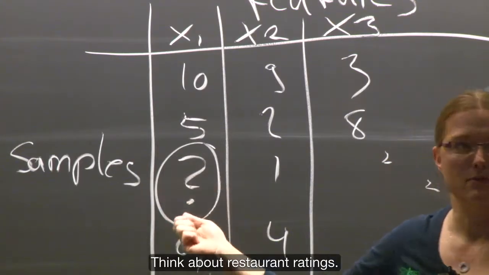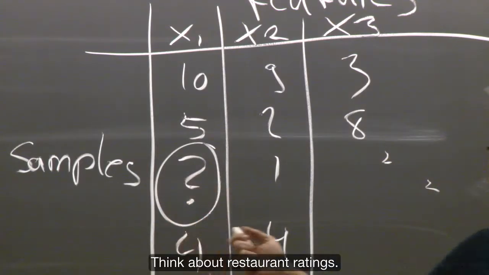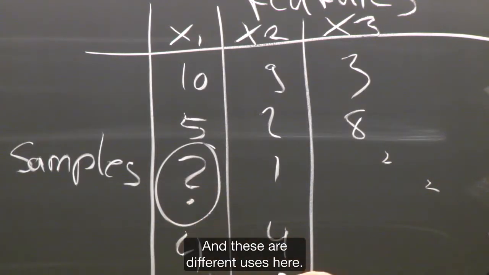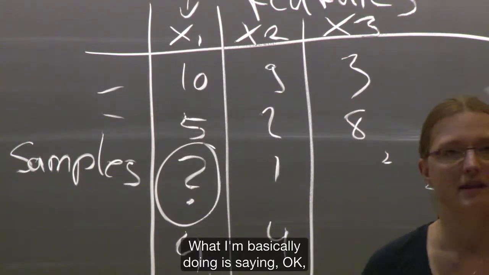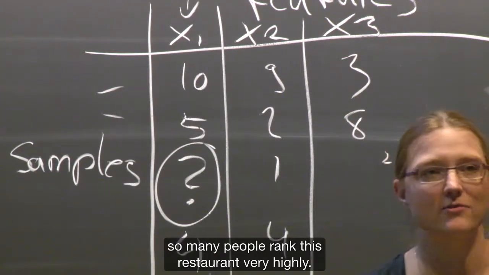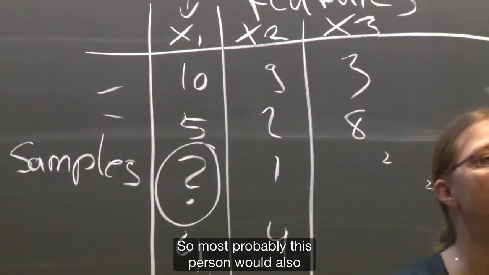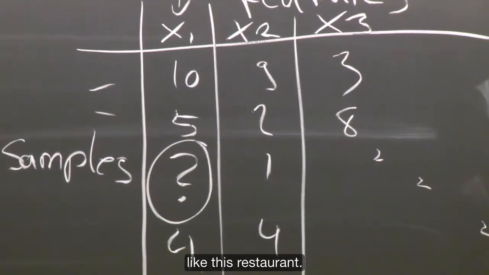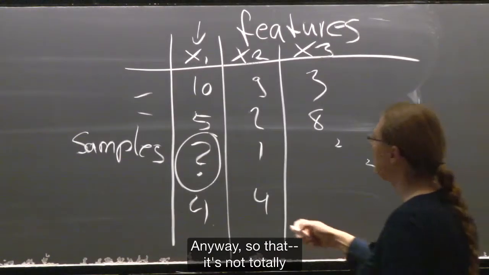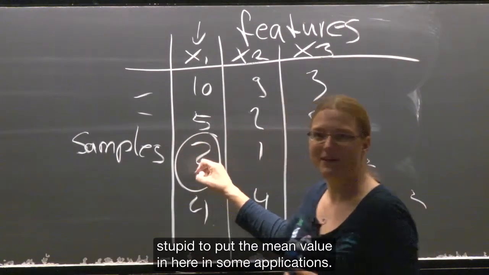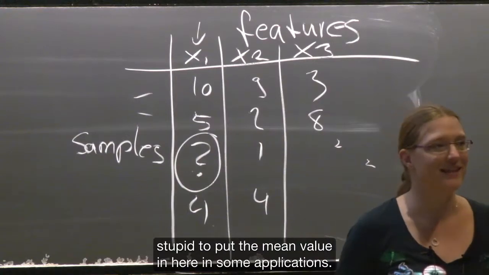Think about restaurant ratings. These are different users here, and this is a particular restaurant. What I'm basically doing is saying, okay, so many people rank this restaurant very highly, so most probably this person would also like this restaurant. In a way, it's not totally stupid to put the mean value in here in some applications.